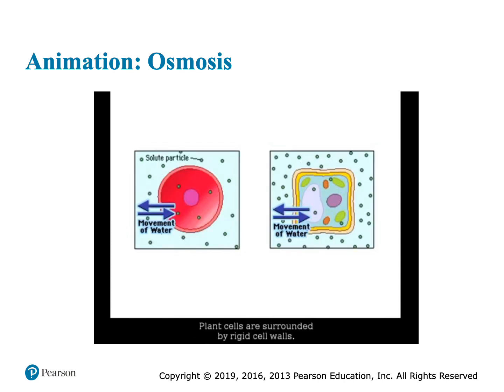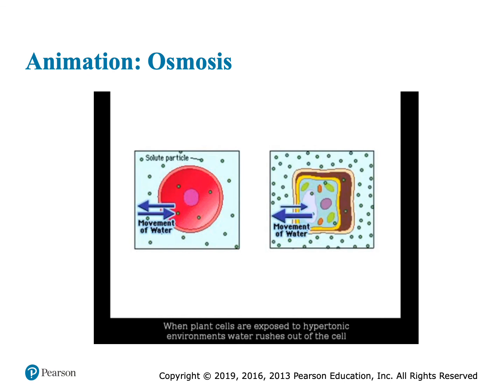Plant cells are surrounded by rigid cell walls. When plant cells are exposed to hypertonic environments, water rushes out of the cell, and the cell shrinks away from the rigid wall. These cells are dehydrated and lose most or all physiological functions while in the shriveled state. If cells are returned to isotonic or hypotonic environments, water re-enters the cell and normal functioning may be restored.